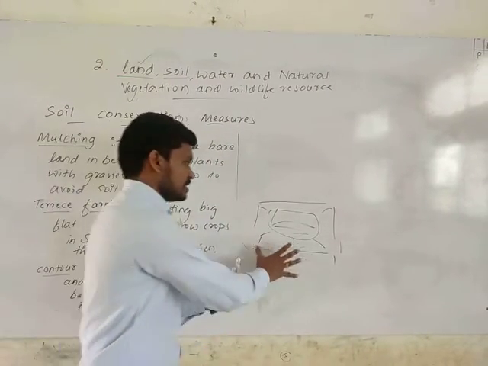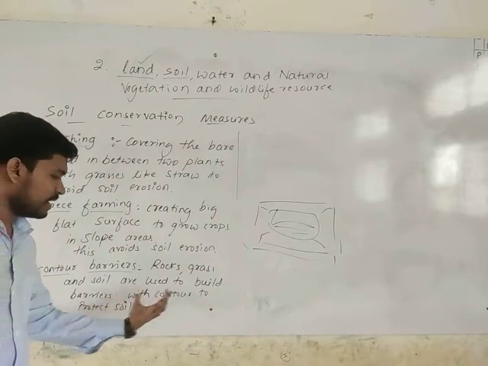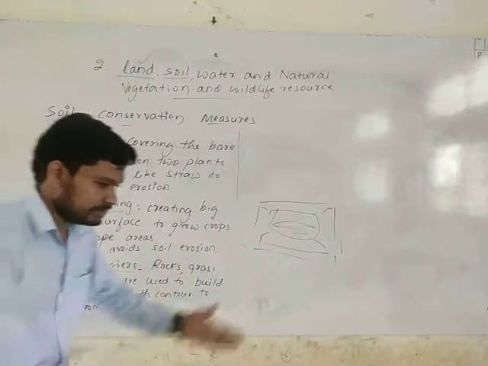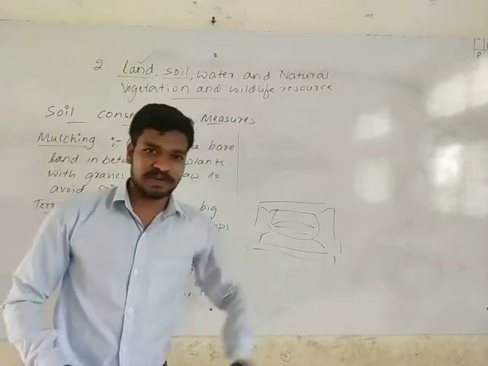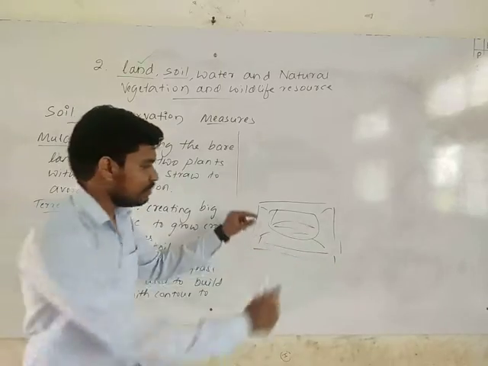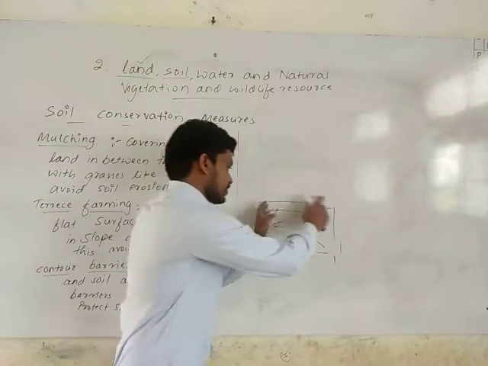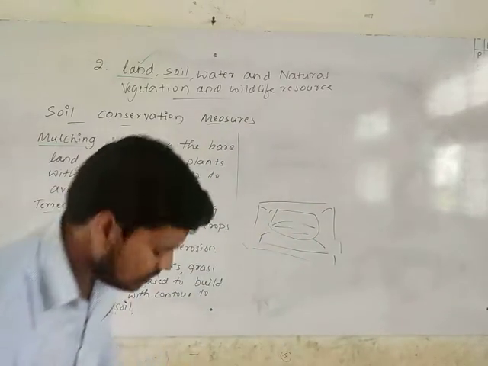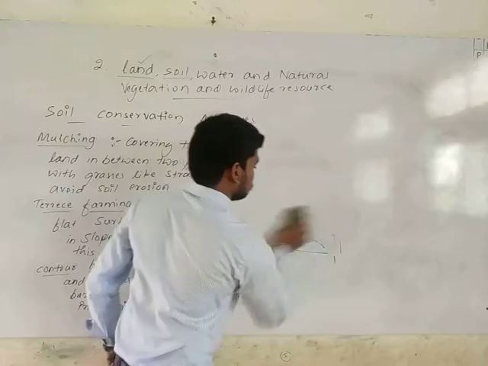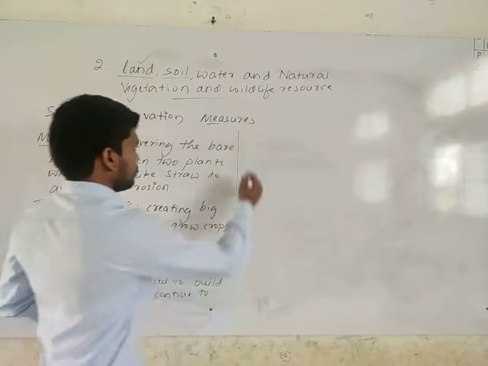This approach of contour barriers is also used by using grass and rocks for building structures like a bridge, so that it will avoid soil erosion. And also in some other areas, they will build a canal like this, so that they can store water there. It's about contour barriers. Then we have many other methods, like contour plowing.